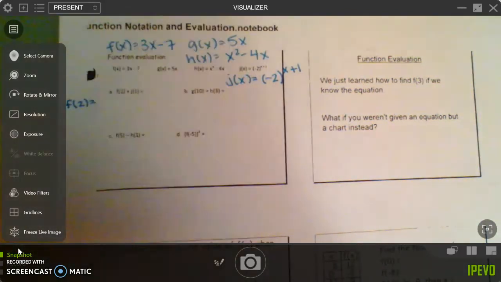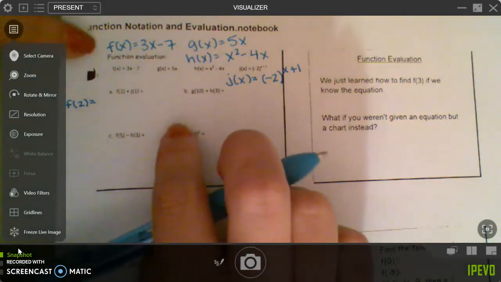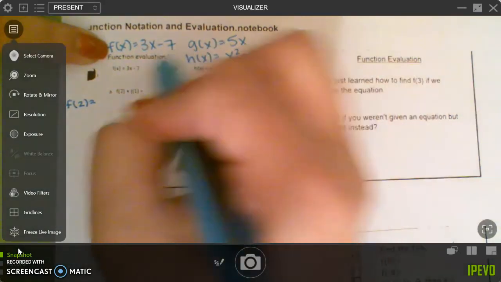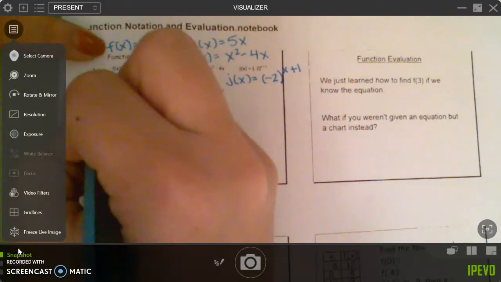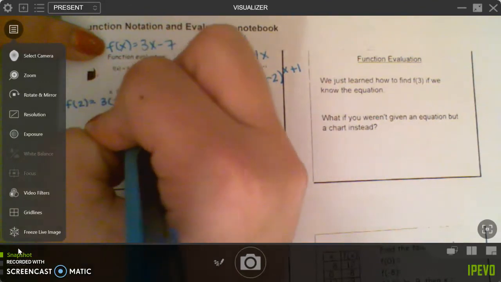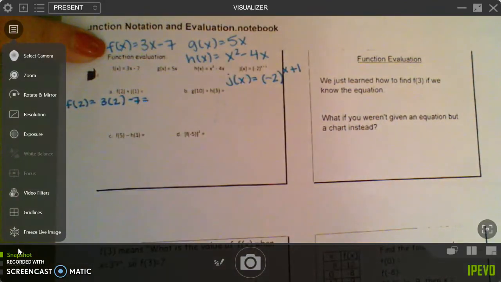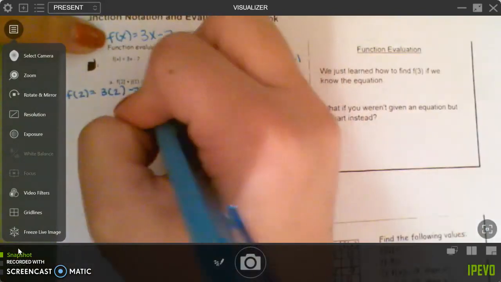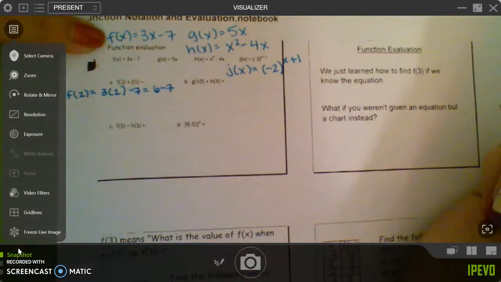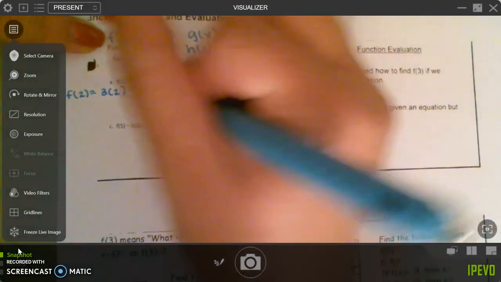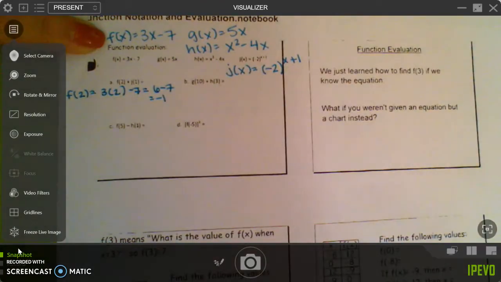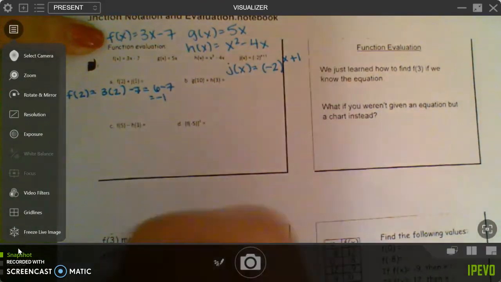So f of 2 means we're using this function right here. So it's not 3x anymore, it's 3 times 2 minus 7. So 3 times 2 is 6. 6 minus 7 is a negative 1. That's part of our problem.